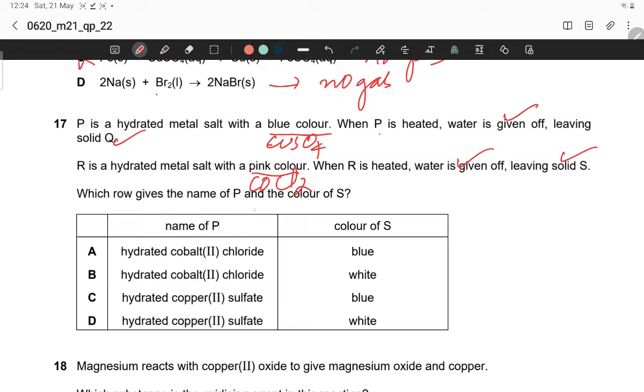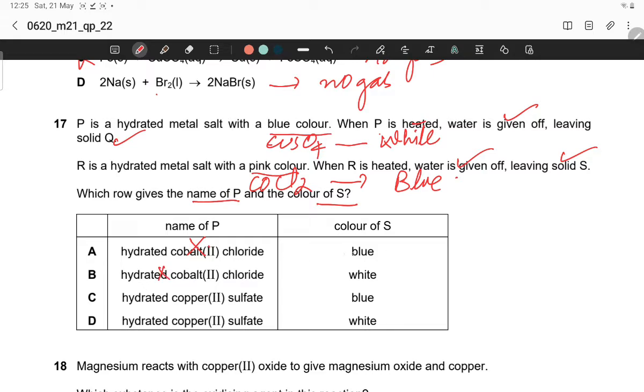Which row gives the name of P and color of S? Copper sulfate turns white, and cobalt chloride turns blue when water is removed. So which row gives the name of P? Is it hydrated copper 2 chloride? No, the name of P is hydrated copper 2 sulfate. So both of these are incorrect.